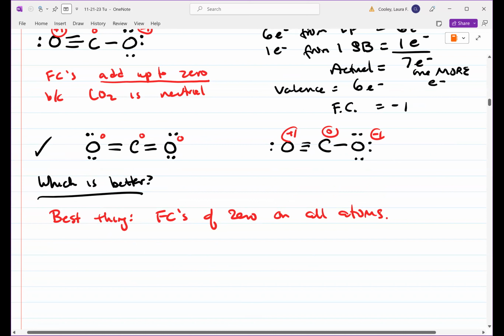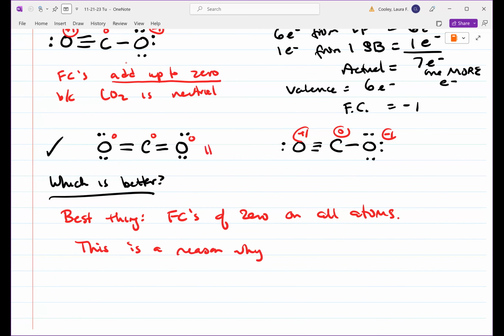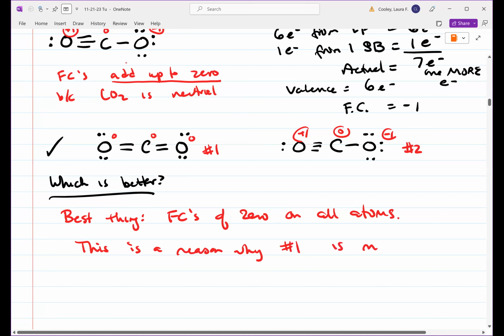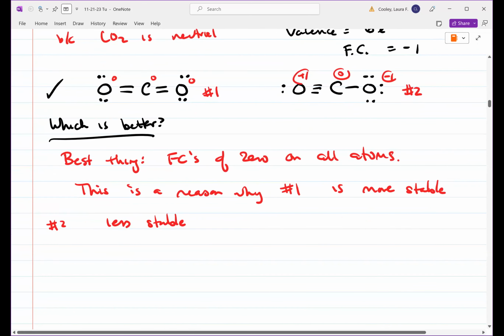The one on the right, there's a couple of reasons why. So this would be a reason why structure number 1, if I make this number 1 here, is more stable. And the one on the right, number 2, is less stable, but I'm going to go into a little bit of the reasons why.